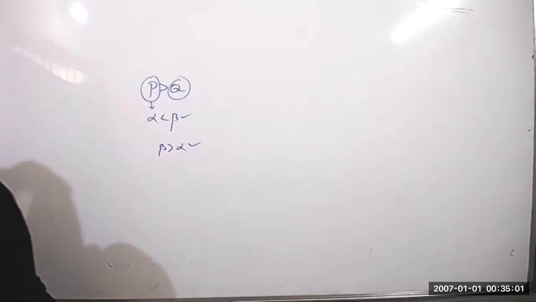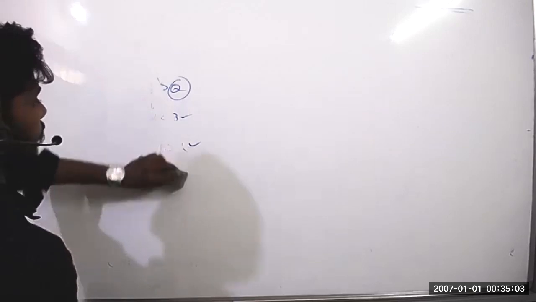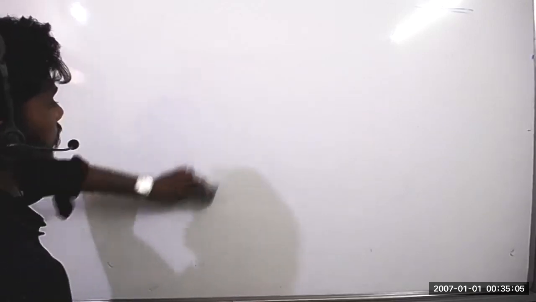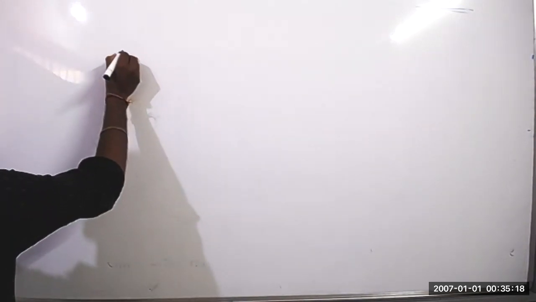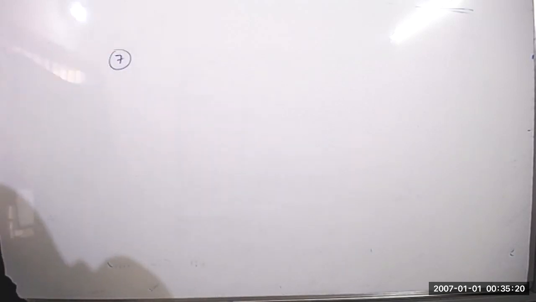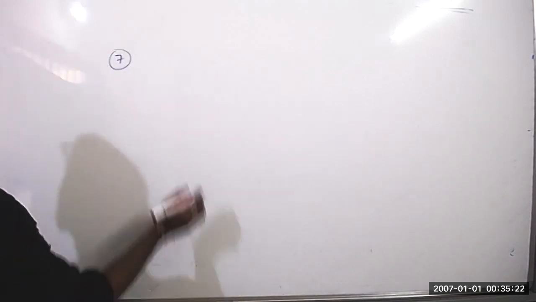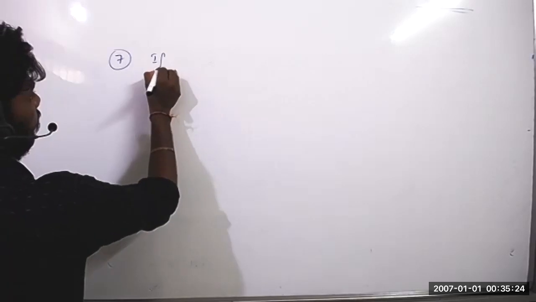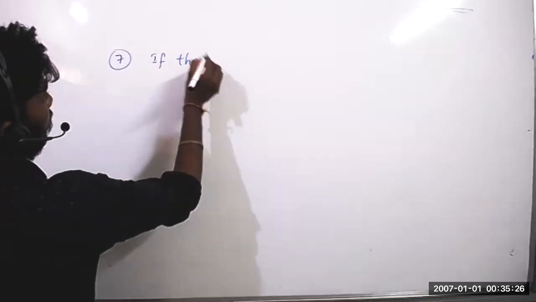One more point, see. Q greater than P, then alpha greater than beta. Now, one more point. How many points have I given? 3, 4, 5 points, I think, right? 6 points I have given. The 7th point, see. If resultant is perpendicular, that is over.